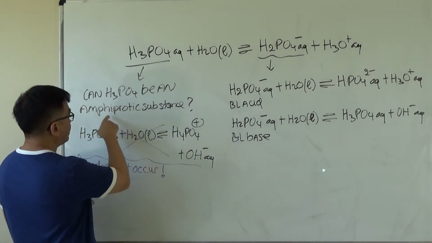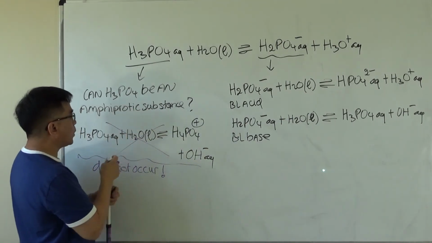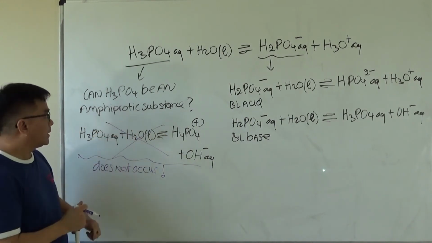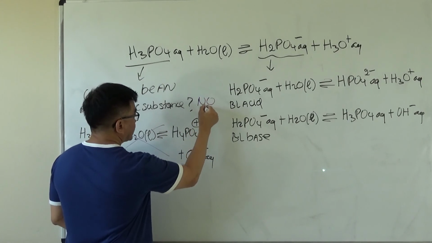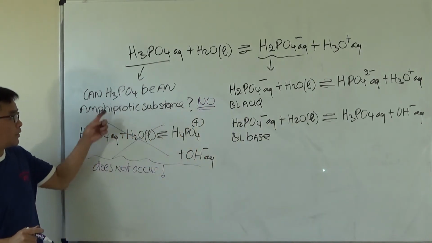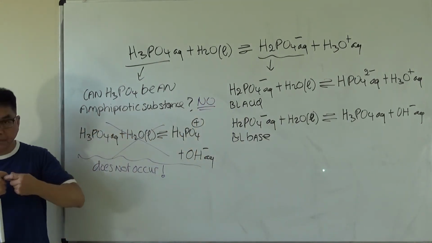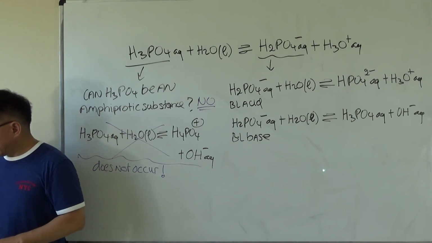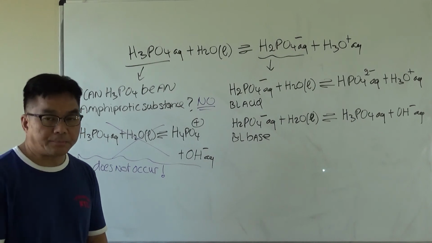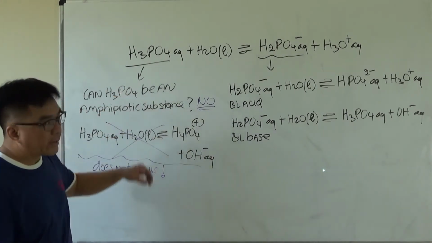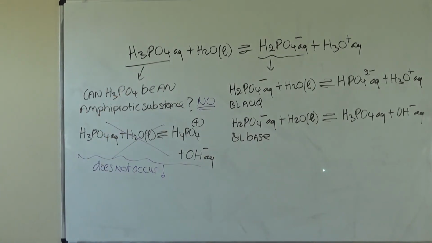So therefore, can phosphoric acid, or can a neutral acid, be an amphiprotic substance? And the answer is no. A neutral acid can never be an amphiprotic substance because it can donate a proton, but it cannot accept a proton because it's already neutral. It must have a negative charge in order to do that.